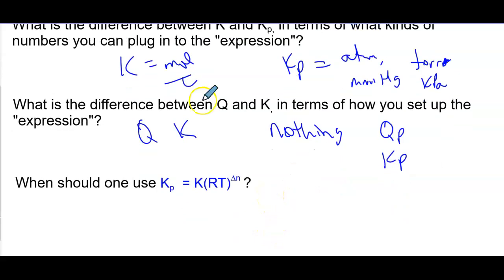When do we need to use Kp equals K(RT)^Δn? When we're given one and asked to solve the other. Same thing for Q. If we were given Q and asked for Qp, we'd have to use this relationship, just like we did with K and Kp, or vice versa. If we're given Kp and asked to solve for K, then we have to use this relationship.